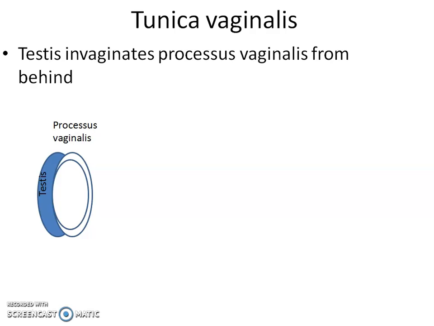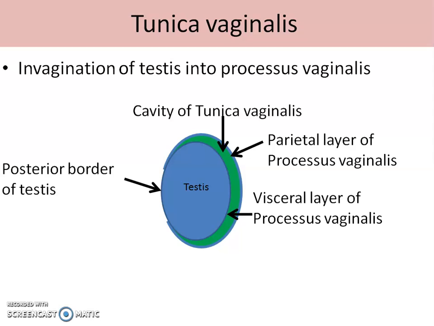First, the anterior border will enter into processus vaginalis. So the anterior border is completely covered by processus vaginalis, forming the tunica vaginalis. The posterior border is devoid of tunica vaginalis or is partially covered by tunica vaginalis. Now you can see this.